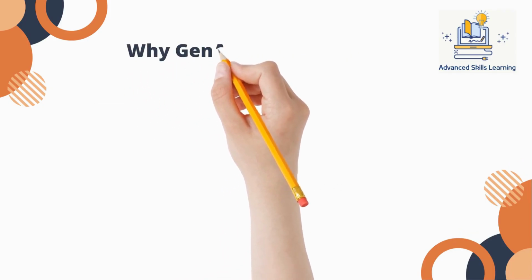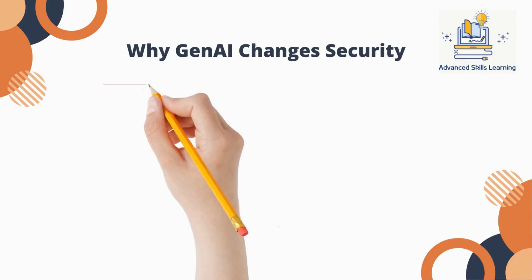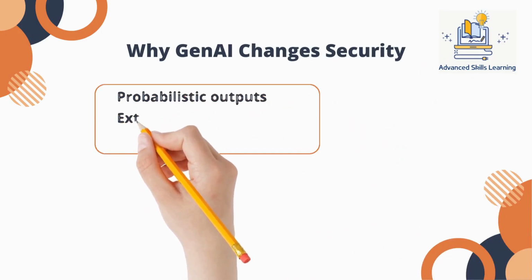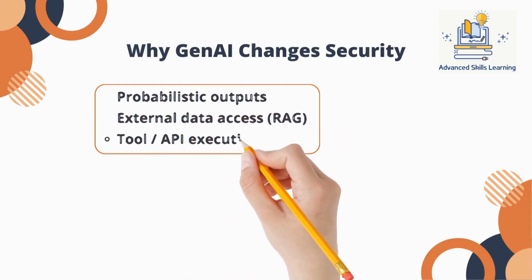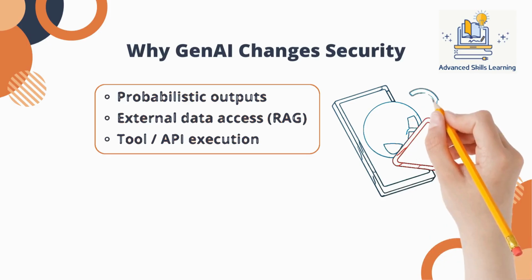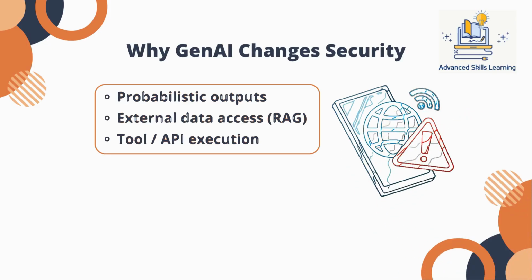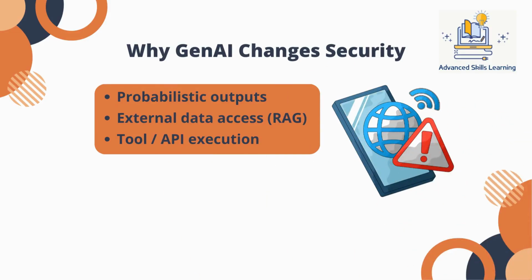GenAI systems are different from classic APIs because they generate outputs based on prompts, retrieved context, and sometimes even external tools. When you add RAG, your model is no longer isolated, it is dynamically pulling information from databases. When you add tool use, the model may trigger actions in real systems. So your LLM becomes a reasoning engine sitting between users and critical infrastructure. That's powerful, but also dangerous.